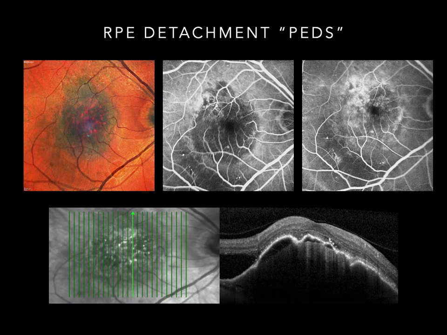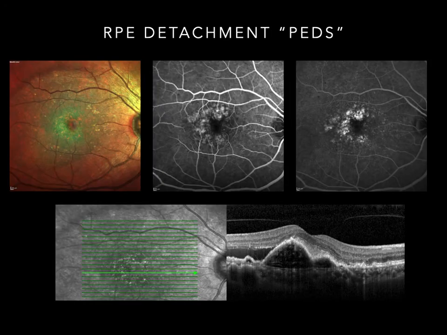In mid-phases, it takes a speckled hyperfluorescent appearance for the elevated RPE surface. In late frames, it becomes more defined with overlying subretinal pooling of the dye. Another example of vascularized pigment epithelial detachment. In OCT scans, it appears as an irregular elevation of the RPE associated with overlying cystic edema with or without subretinal fluid, with or without sub-RPE fluid.